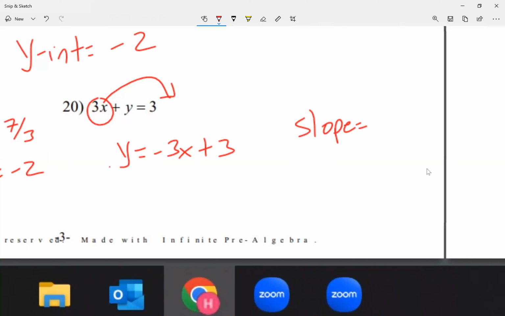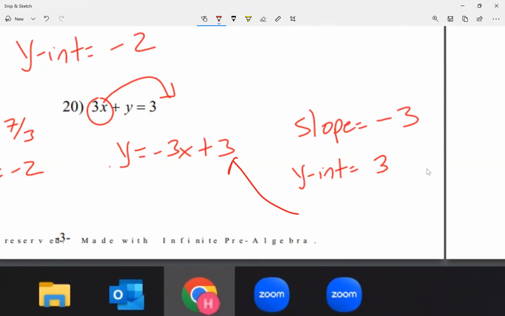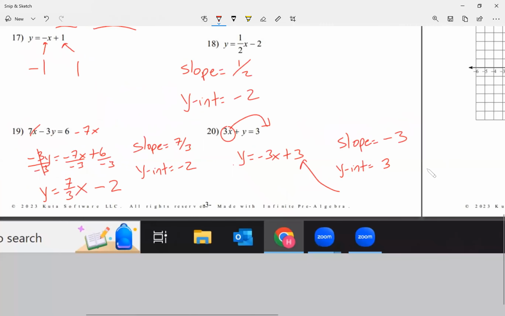So I'm ready to answer this. My slope is going to be the number with the x. So in this case, -3. My y-intercept is going to be +3. Right? That's this number, the one at the end without the x, with the sign included, so +3. Okay, that's what we do.